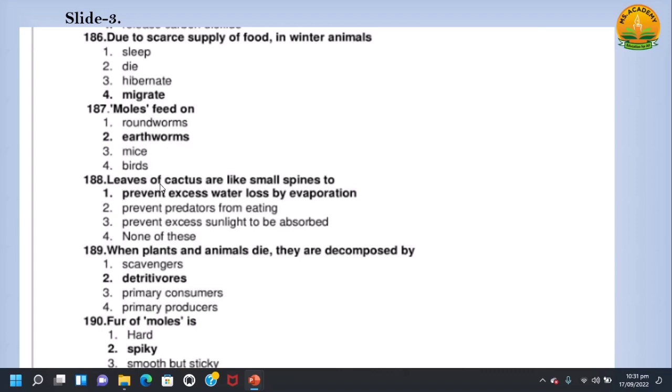Leaves of cactus are like small spines to, right option is 1, prevent excess water loss by evaporation. When plants and animals die, they are decomposed by, right option is 2, detritivores. Habitat of moles is, right option is 2, burrowing.